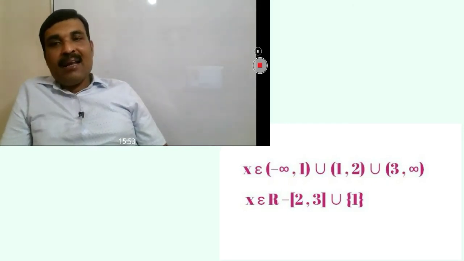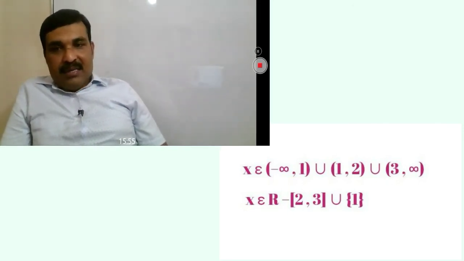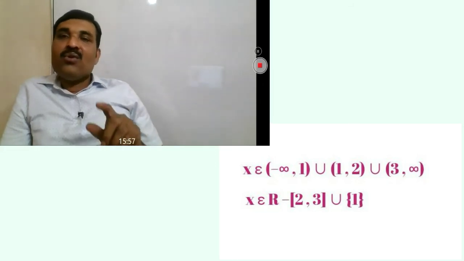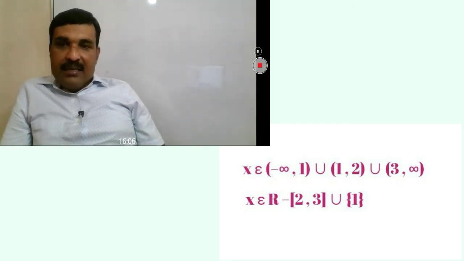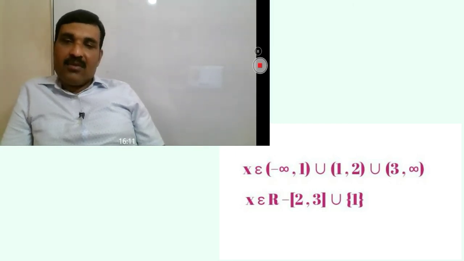Union open bracket 1 to 2, since in this region also the function is positive. Union open bracket 3 to infinity. In this region also the function is positive. Suppose the question is to find the region where f of x is less than 0. Then x belongs to open bracket 2 to 3.